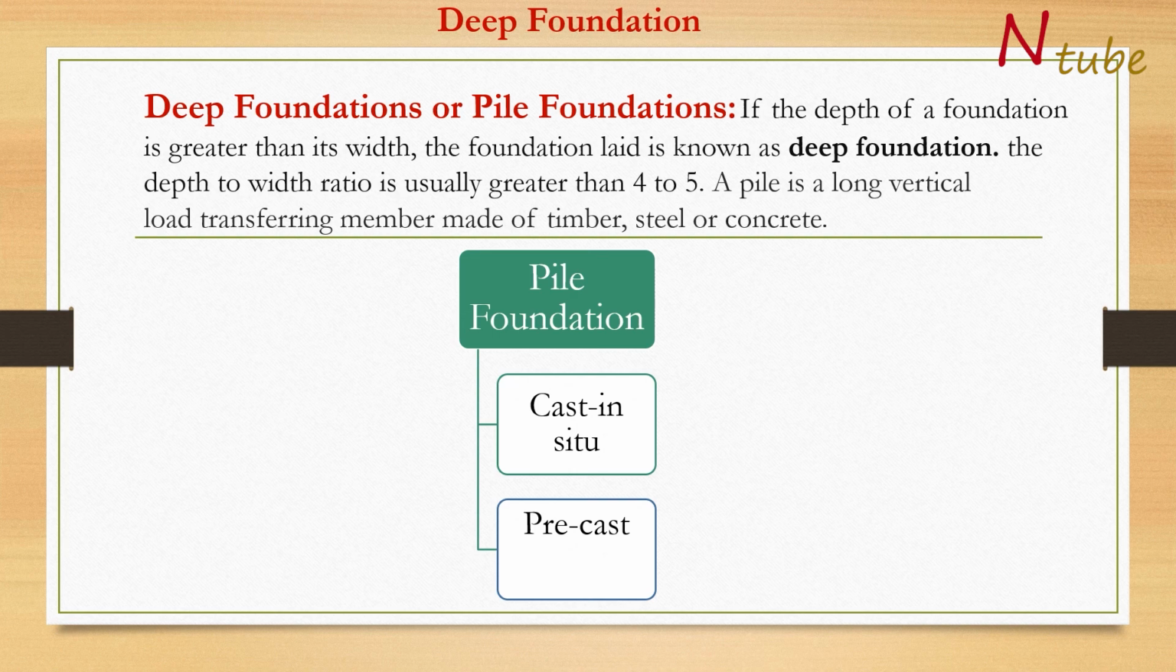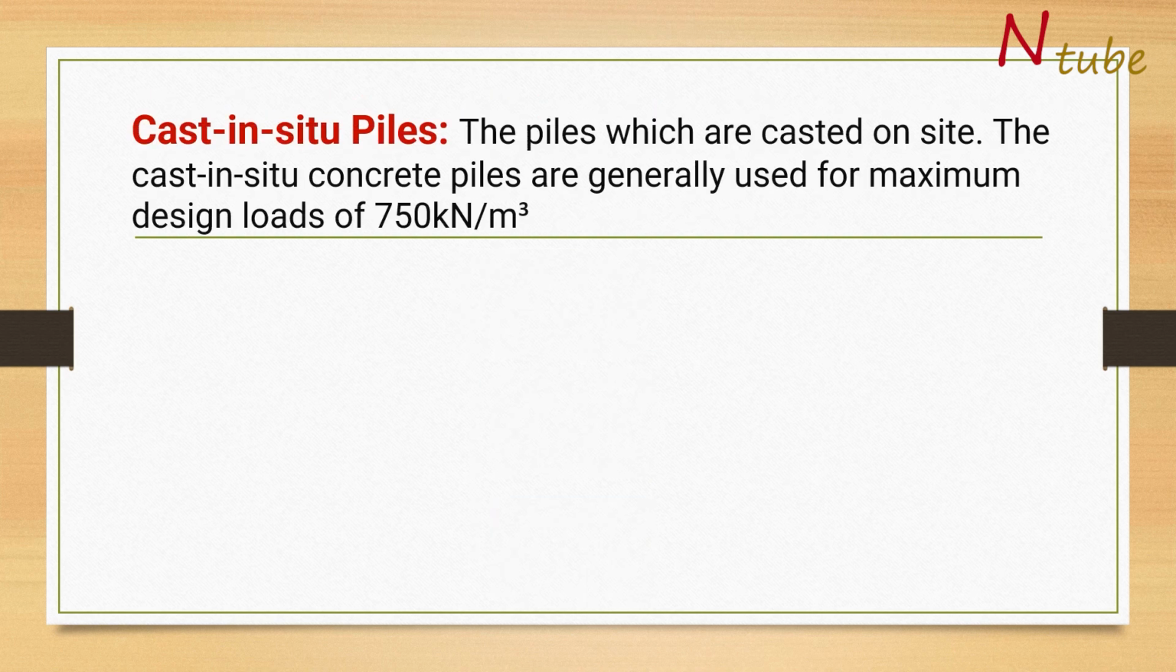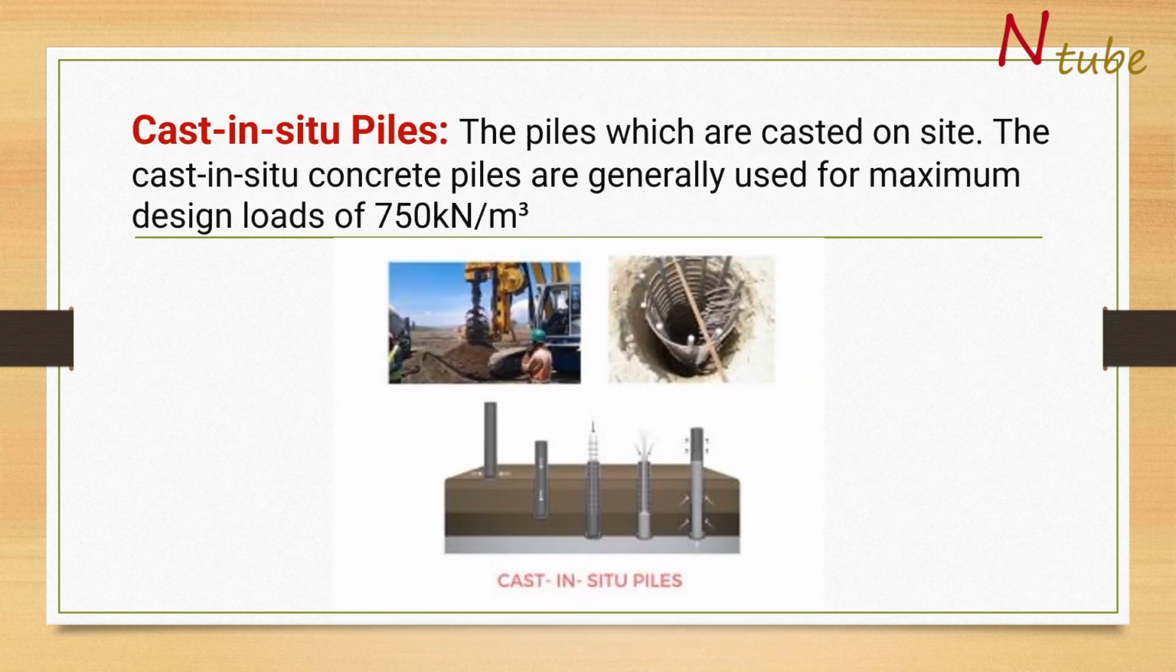Pile foundations are of two types: cast in situ and precast. Cast in situ piles are piles which are cast on site. The cast in situ concrete piles are generally used for maximum design loads of 750 kilonewtons.